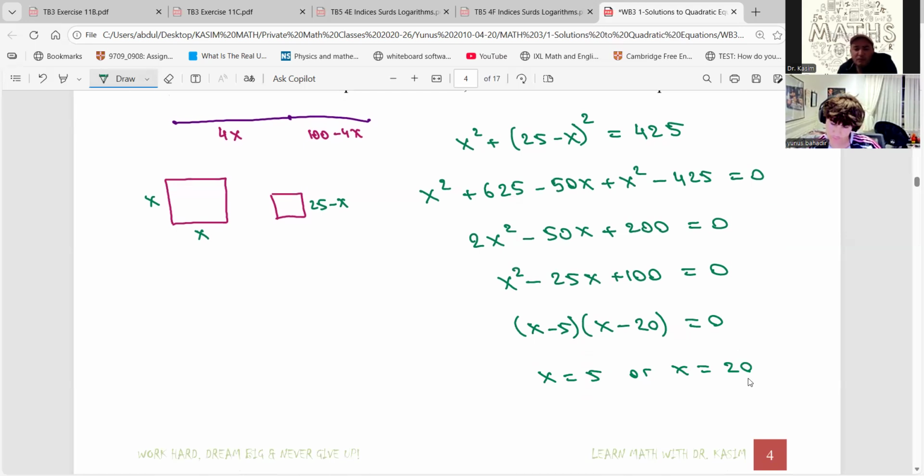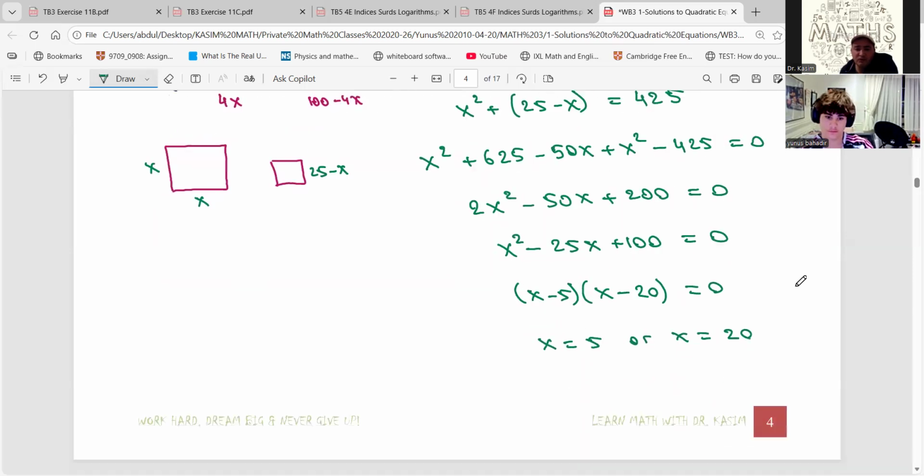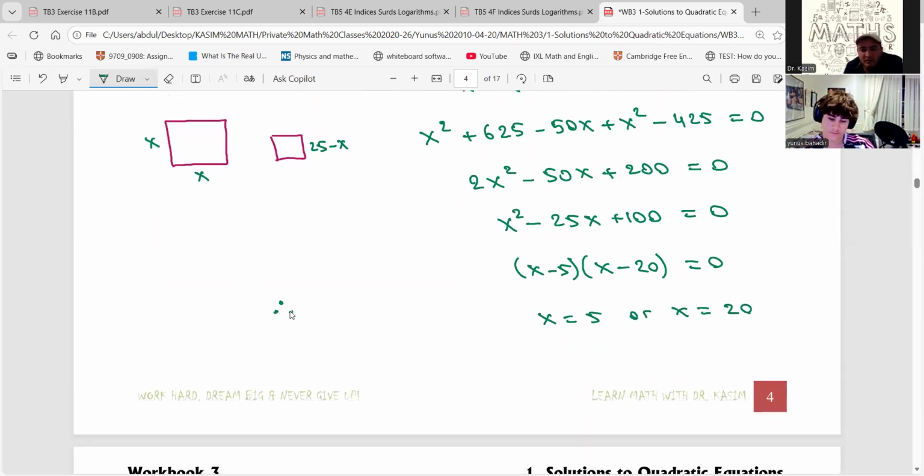We should just pick one, because if you pick 5, it will be 5, 20, or 25, the same thing, right? So what is the question here? Find the size of the two squares. Let me just write here. The first side is equal to 5, and the side of the bigger one is 20.